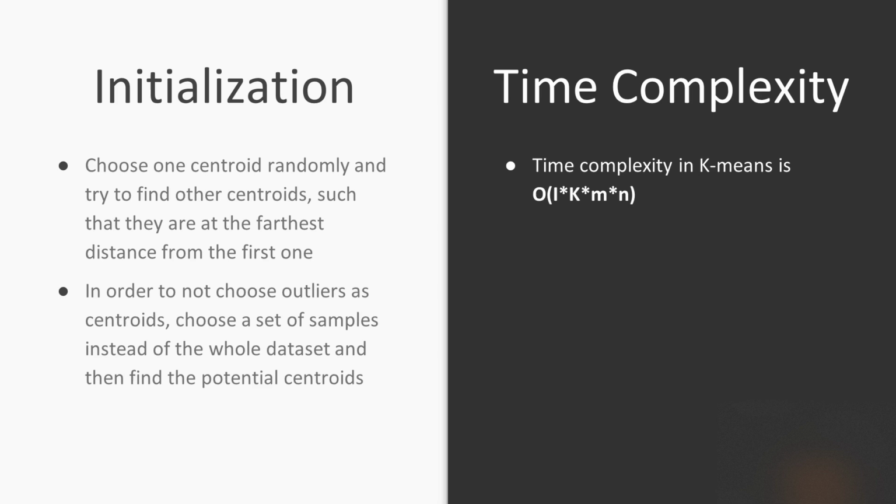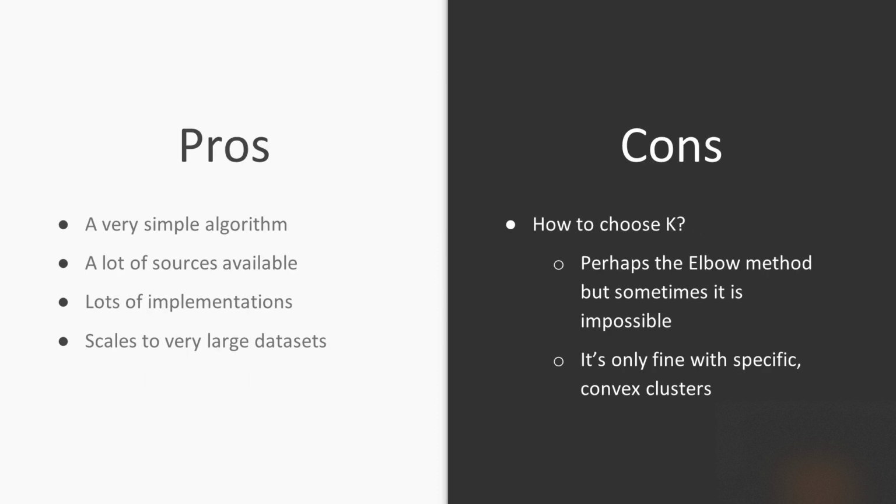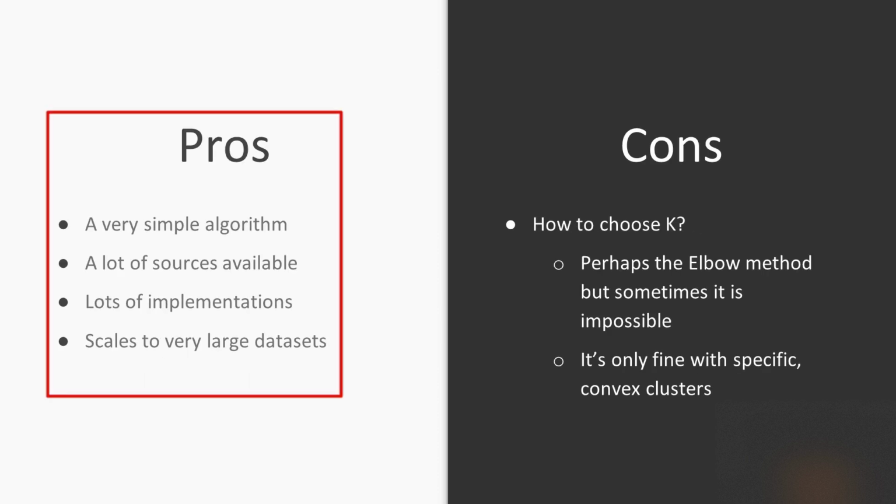Time complexity in k-means is O(I·k·m·n), in which I is the number of iterations, k is the number of clusters, m is the number of samples, and n is the number of attributes. K-means is widely used in unsupervised learning since it's a really simple algorithm. In addition, there are a lot of sources available online to get help from. Various implementations exist for k-means and it can be used for large datasets.